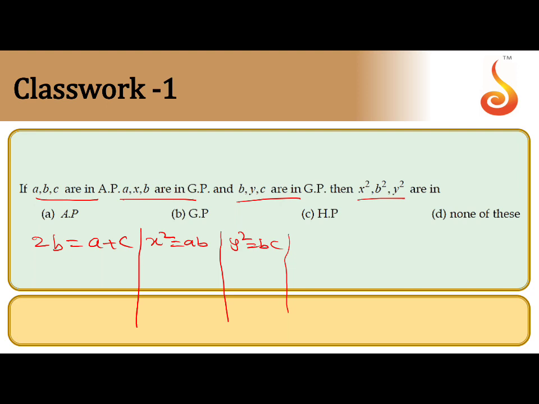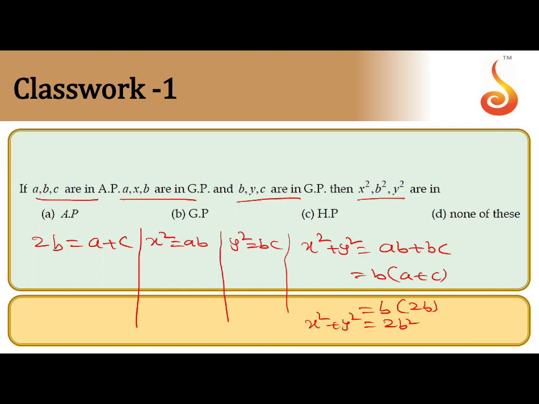Means you have to eliminate a, c values. So add x square and y square. So now that is ab plus bc. Now b common, we will get a plus c. So what is the value of a plus c? 2b. That we can substitute here. So finally we got 2b square. So we got x square plus y square equal to 2b square.